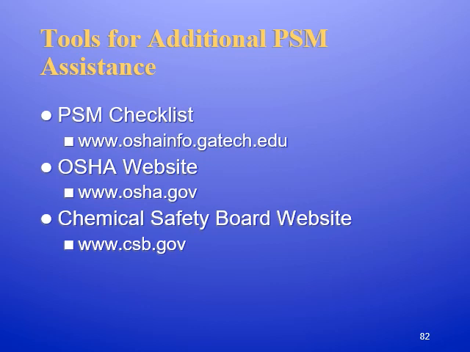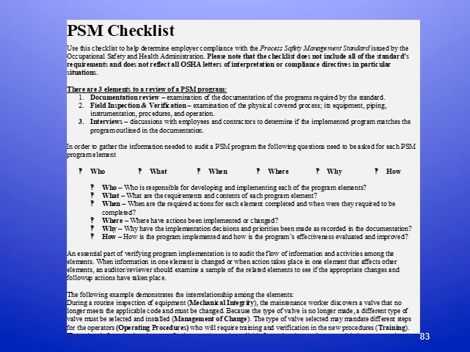So you can go to the following websites. I got a lot of information from Georgia Tech. There's good information if you go to the OSHA site and the Chemical Safety Board website. But the PSM checklist on the Georgia Tech site is really good. Here's a PSM checklist. It looks at who is responsible for developing and implementing each of the program requirements, what the basic elements are, when the required actions for each element were completed, where actions have been implemented or changed, why, and how.